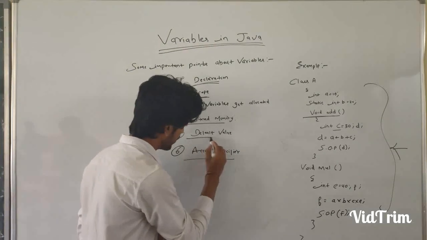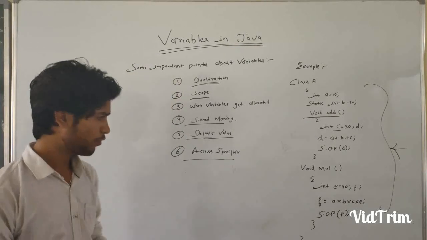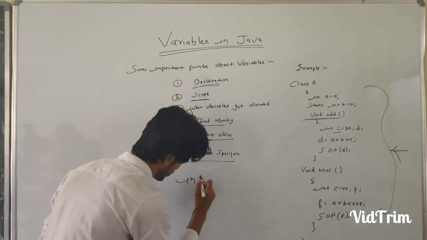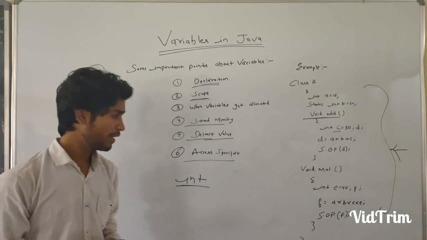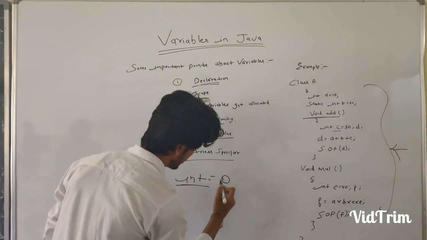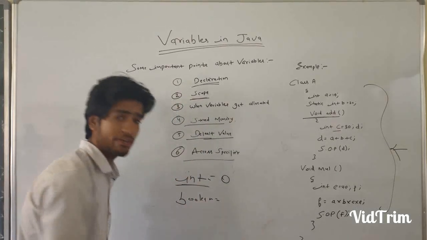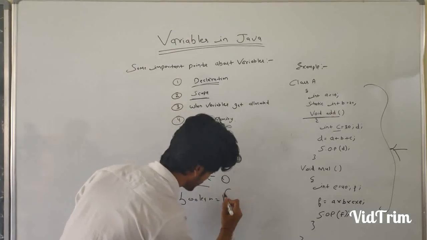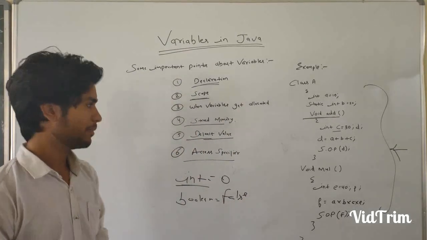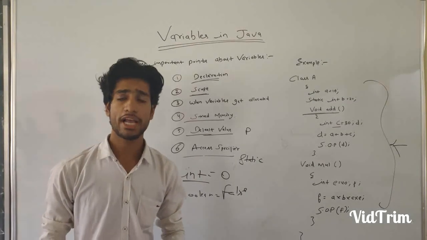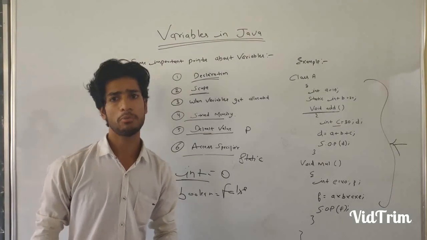And what is the default value for the instance variable? There is a different value for each data type. For example, if an instance variable is of int type, its value is 0. For boolean, its default value is false. So different data types have different default values for instance variables. Now we can also use access specifiers for the instance variable. We can use private, protected and public.